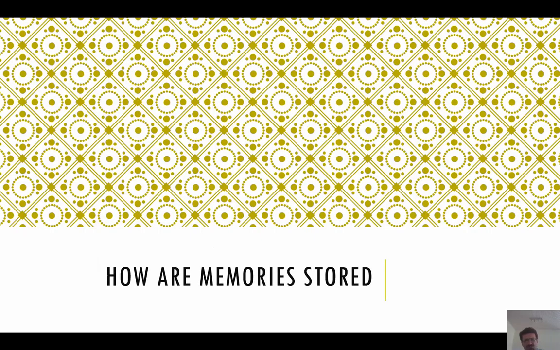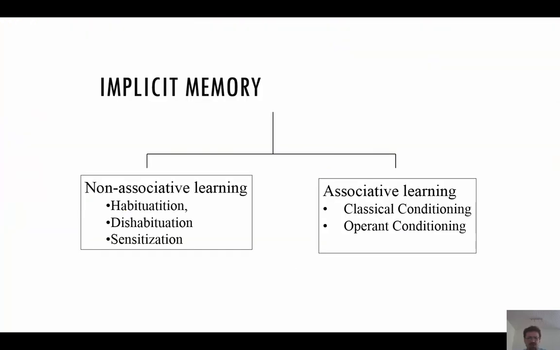So then, having said that the hippocampus seems to be important for converting memories from short-term memory to long-term memory, let's begin to explore how memories are stored. And we're going to do that by looking at some examples of implicit memory. Now, one of the divisions of implicit memory is non-associative learning, and another is associative learning. And let's just look at a couple of examples of non-associative learning.